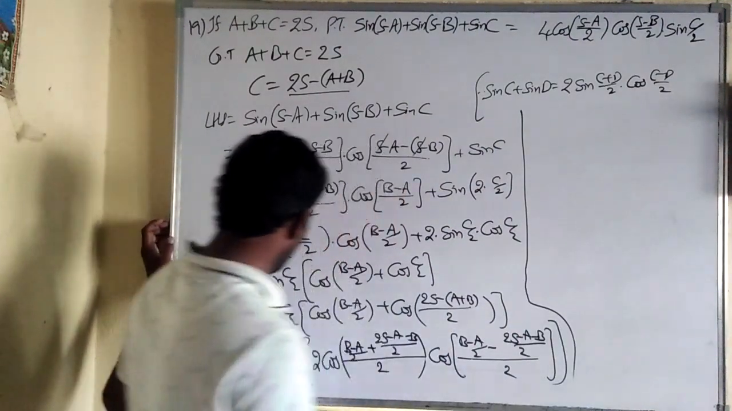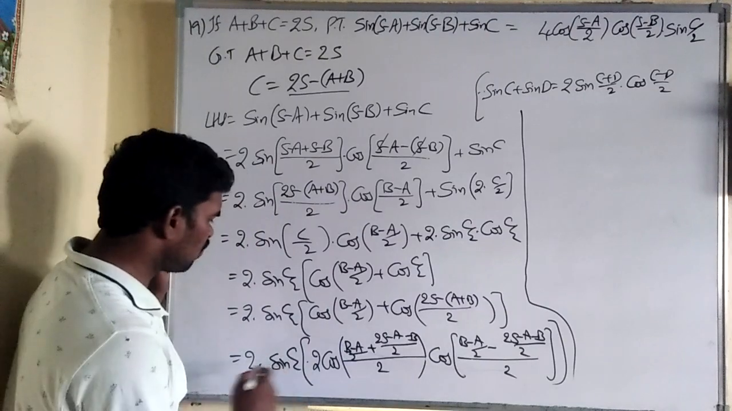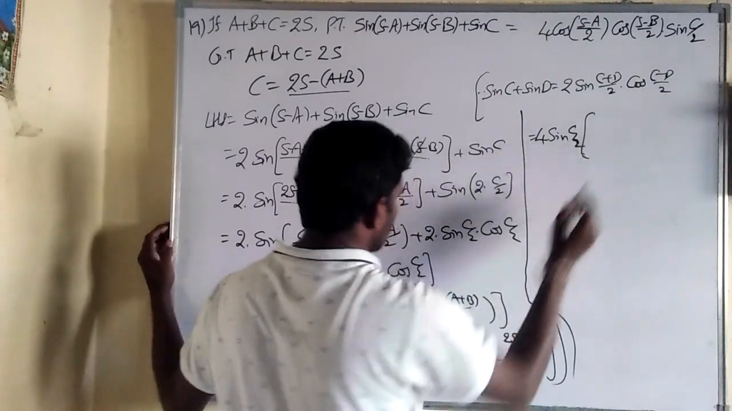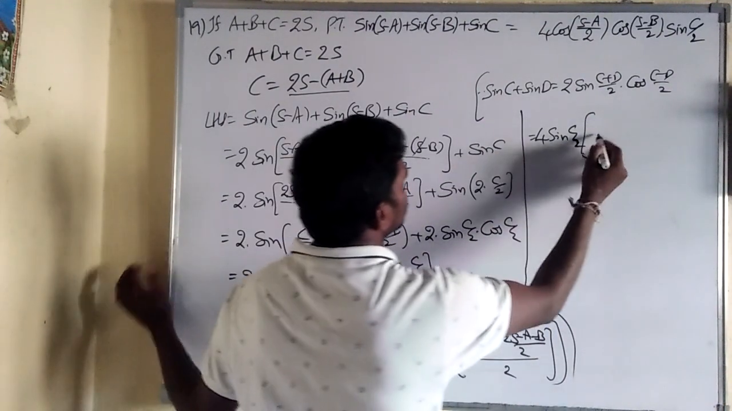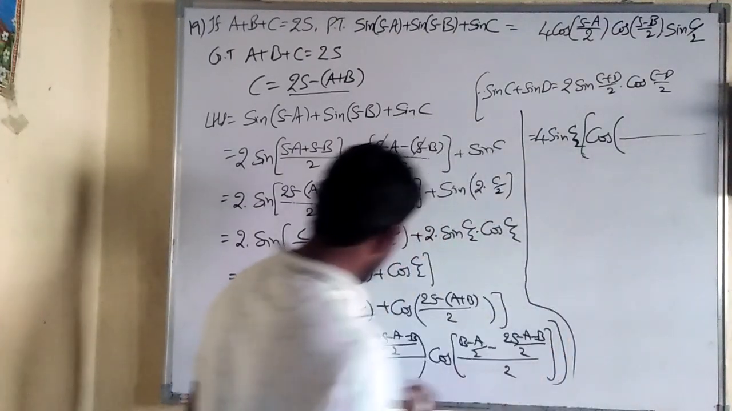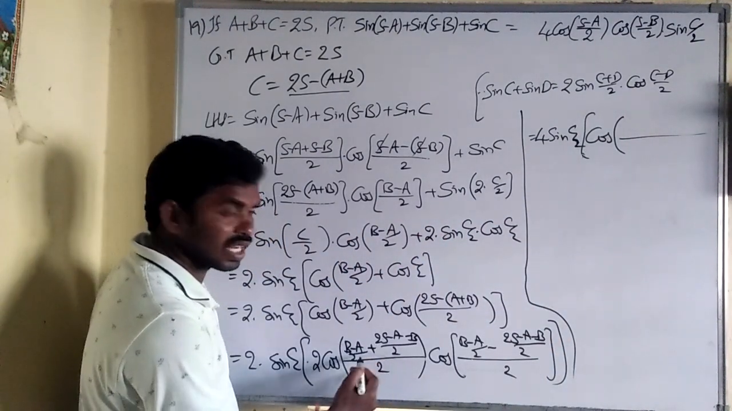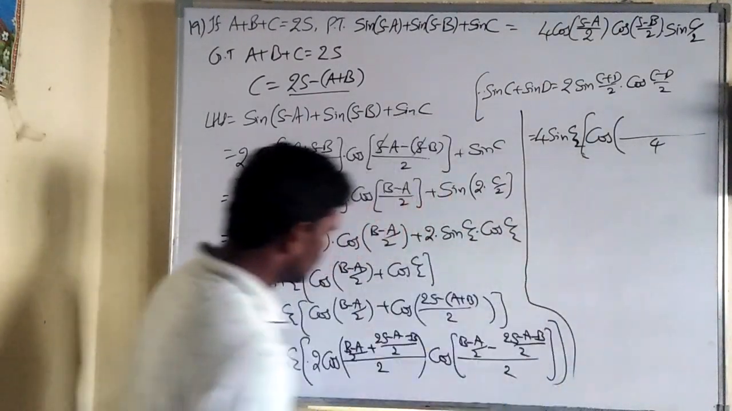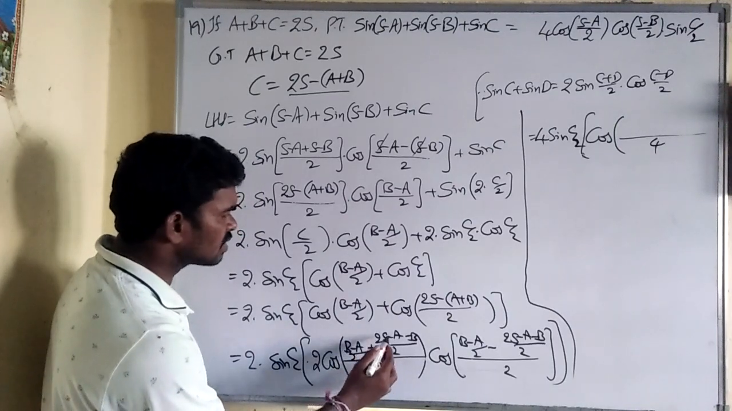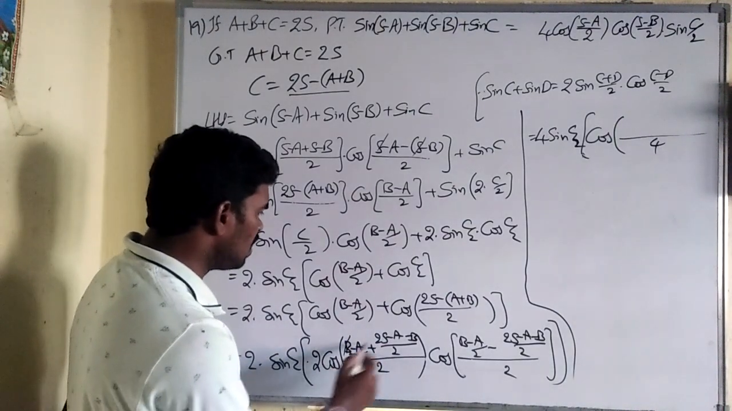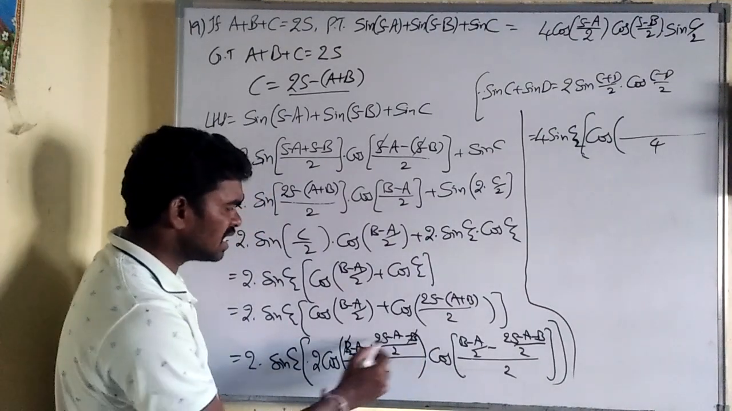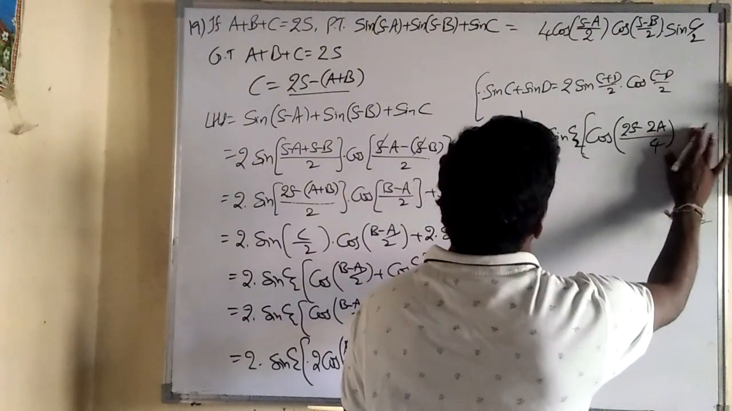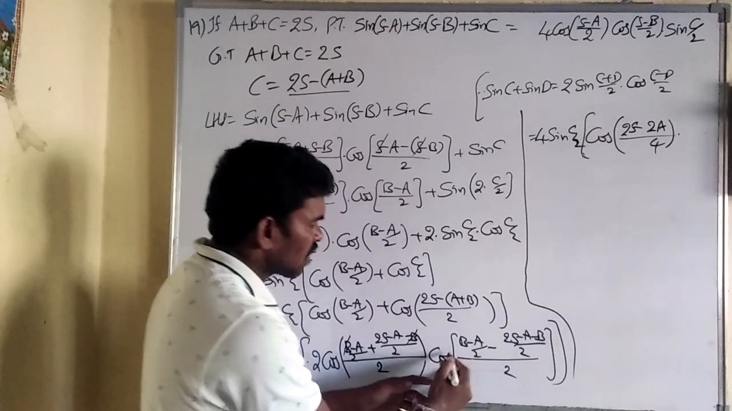Okay. Do you want simplification? 2 into 2, 4 sin c by 2, write as it is. 4 sin c by 2. Then cos of c. In both, 2 is the denominator LCM. So 2 goes to the denominator, 2 into 2 is 4. So by 4 we get, and here b minus a plus 2s minus a minus b. So we get b minus b gets cancelled. 2s minus a minus a is 2a. So we get 2s minus 2a.